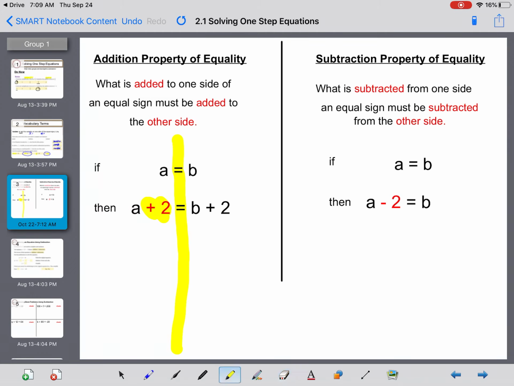Same thing with subtraction. What you subtract from one side must be subtracted from the other. So again, put your line through your equal sign, and we subtracted 2 on the left, so we must subtract 2 on the right.